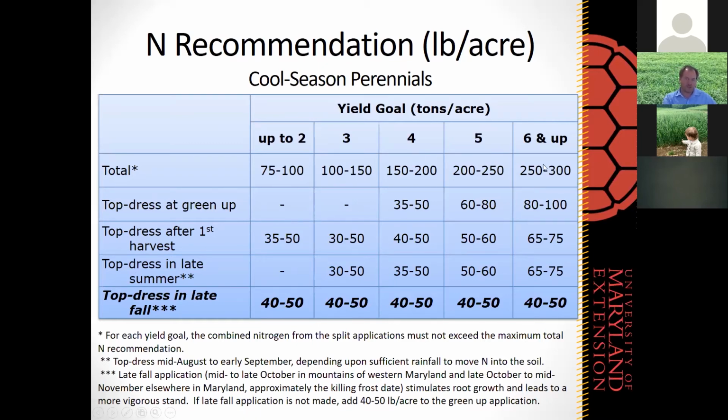Then when we move to productive fields, so when we're talking about 4, 5, 6 tons and up, then we're going to go back to that spring application. So 35 to 50 pounds at green up, 40 to 50 after our first harvest, top dress in late summer towards the end of August, and then again in late fall. So the late application kind of depends on where you're at. We have a lot of diversity in our climate here in Maryland. If you're out in Western Maryland, that might be mid-October. If we're in the coastal plain in Southern Maryland, that might be mid-November. So those are the new recommendations for cool season perennials here in Maryland.